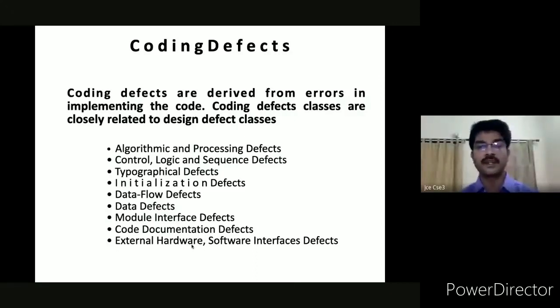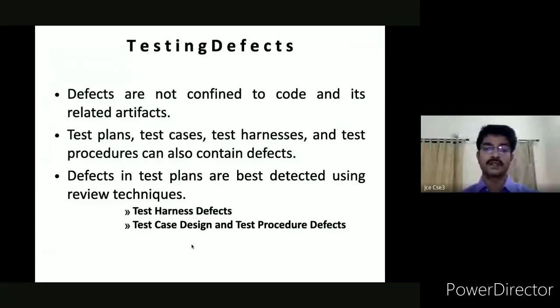Testing defects: defects can also be found in the test plan, test cases, test harness, and test procedures related to the code. So even the test case must be tested. The test harness, the environment, the framework, the package must be tested thoroughly before going for test execution. And defects in test plans are best detected during the review techniques.